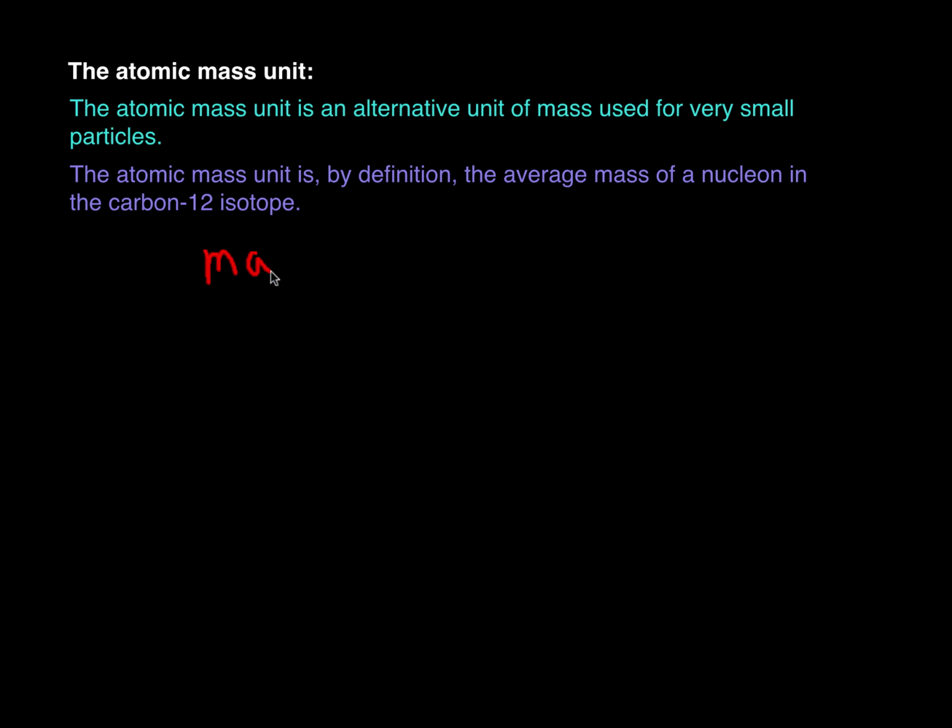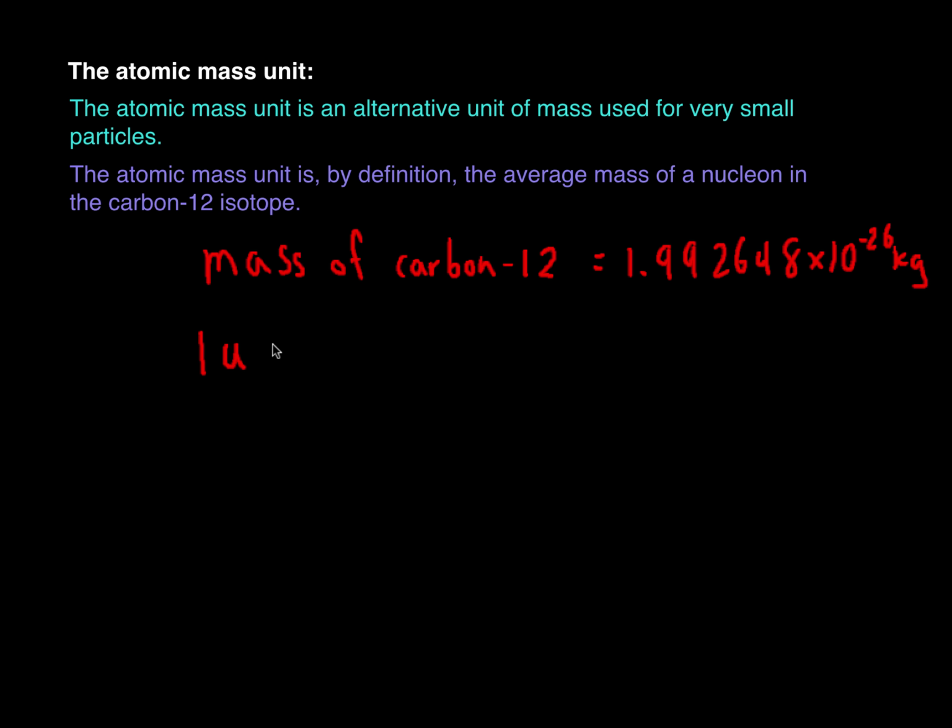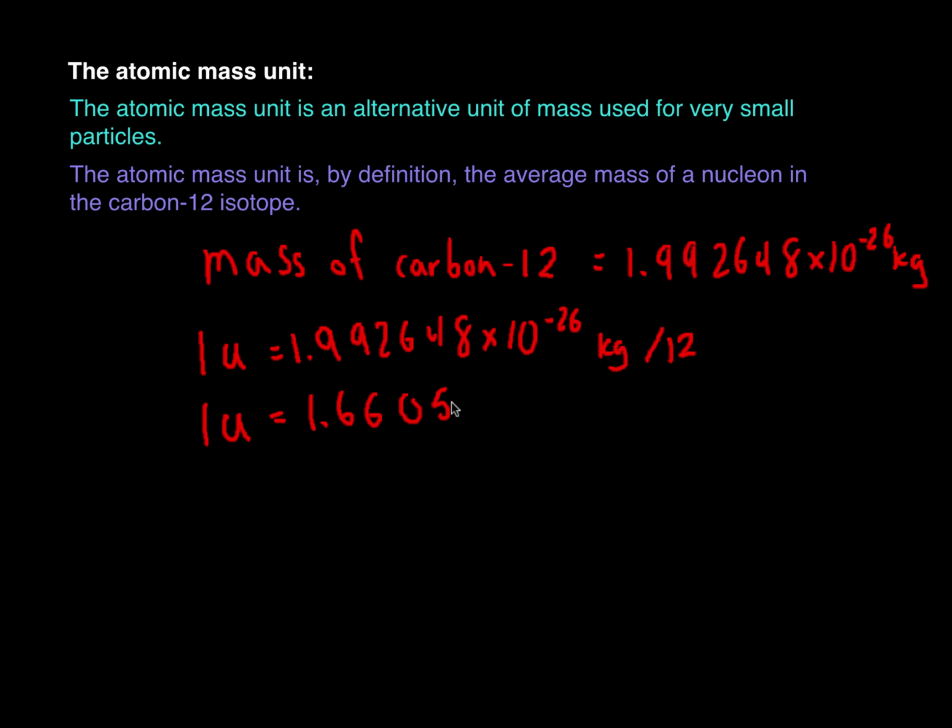The mass of the carbon-12 isotope, which is an isotope of carbon with 6 protons and 6 neutrons, is 1.992648 times 10 to the negative 26 kilograms. One atomic mass unit is this mass divided by 12. 1.992648 times 10 to the negative 26 kilograms divided by 12. This gives us one atomic mass unit equals 1.66054 times 10 to the negative 27 kilograms.